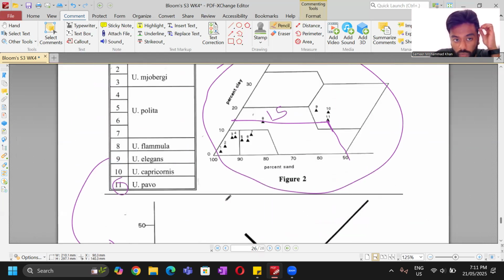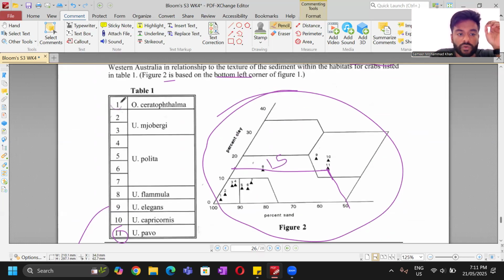So let's track 1 and 3. What are the numbers 1 and 3? So 1 is for O. ceratophthalma, right? And 3 is for Mojberg. But notice the question asks you for the average, and Mojberg also has the number 2 attached to it, right?